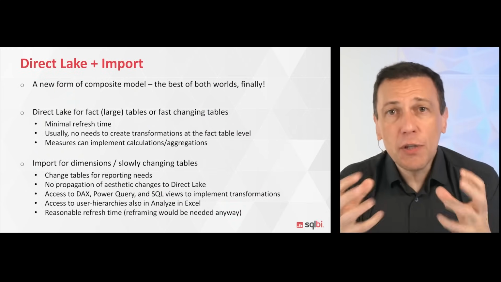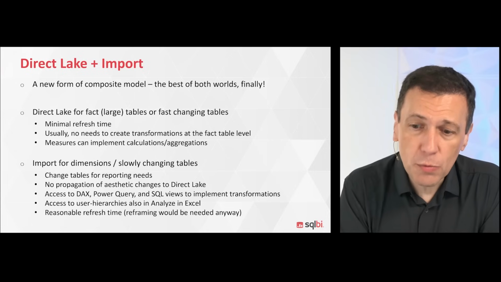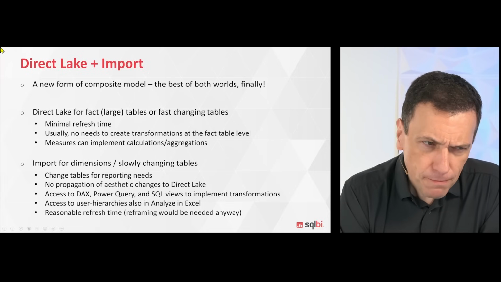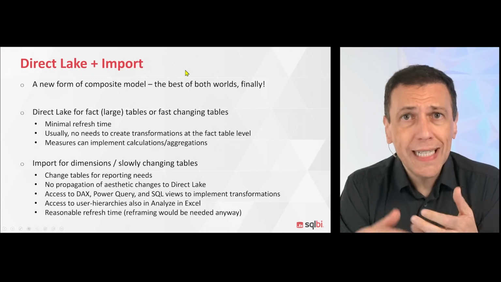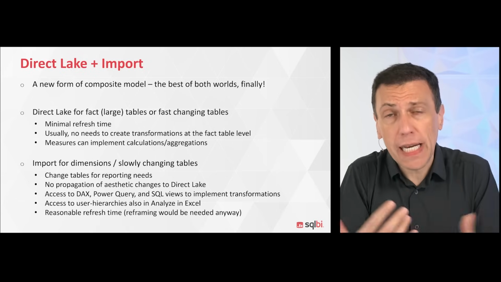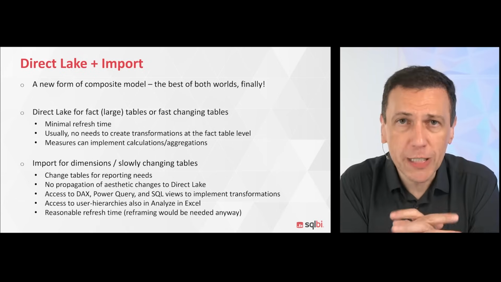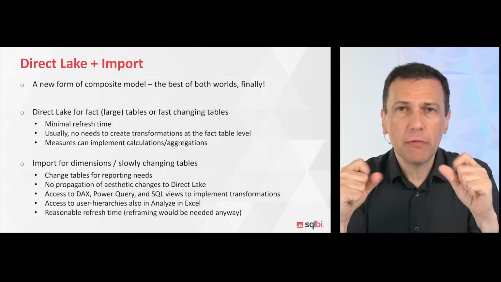So this is a new type of composite model that actually combines the best of the two worlds. And Direct Lake is what I would use for large tables or tables that change very often, and I don't want to import every time, even just for a few million rows. And we have a minimal refresh time.